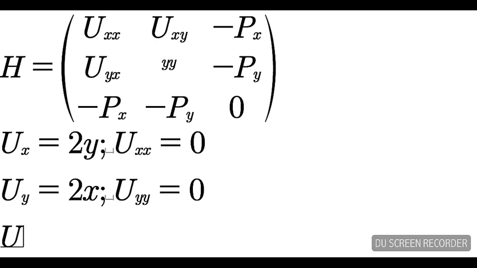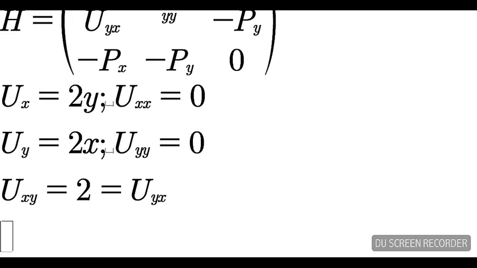We have our U sub XY equal to 2, which is equal to our U sub YX. By Young's theorem, the cross partial must be the same. U sub XY means that we take the first partial of U with respect to Y and differentiate with respect to X, which gives 2. The same way, U sub YX also gives 2. That is what we mean by Young's theorem.